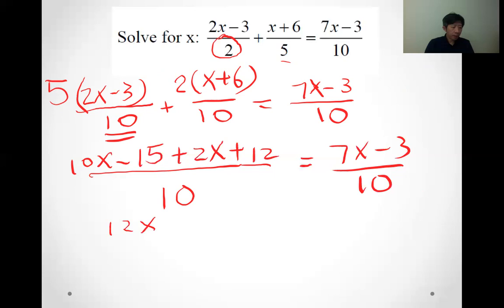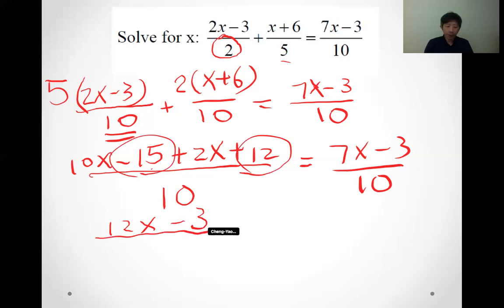And then I have 10x plus 2x, which is 12x, right? 12x. Now here, I have negative 15 plus 12, which is negative 3, all right? And then over 10, which is 7x minus 3 times 10.